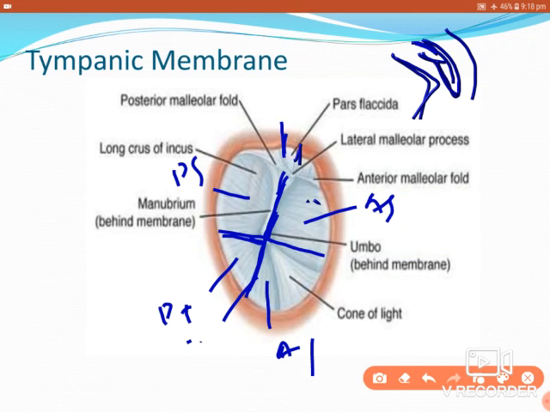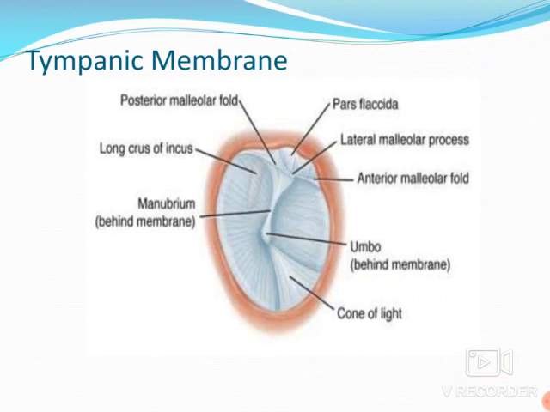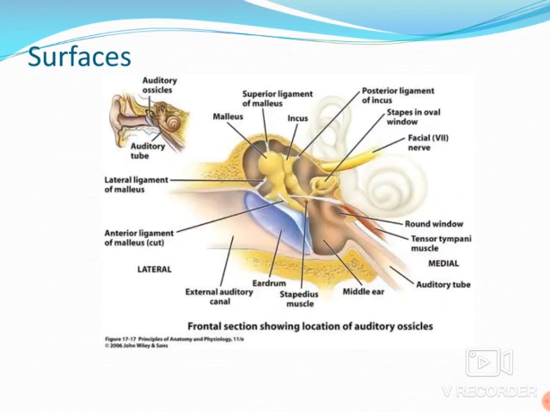In the antero-inferior quadrant, you can see the cone of light. During inspection of the external ear to examine the tympanic membrane and the middle ear through an otoscope, the light falls on the tympanic membrane and causes a cone-shaped reflection. This cone of light appears on the antero-inferior quadrant, and it reflects a normal tympanic membrane. So these are the features of the tympanic membrane.